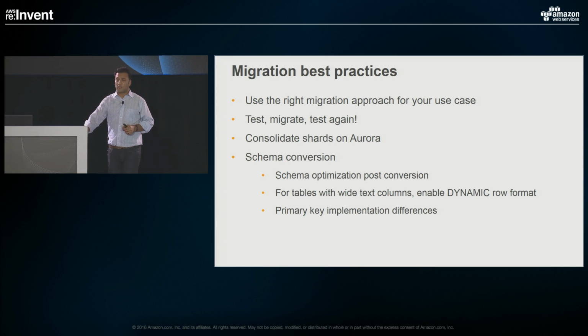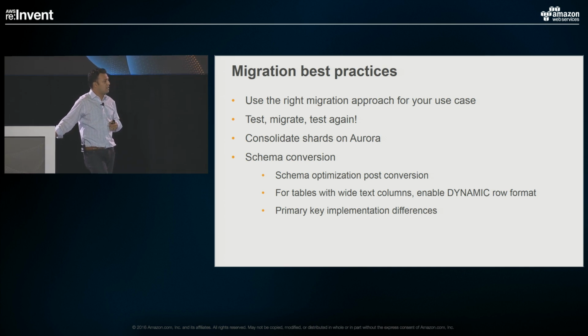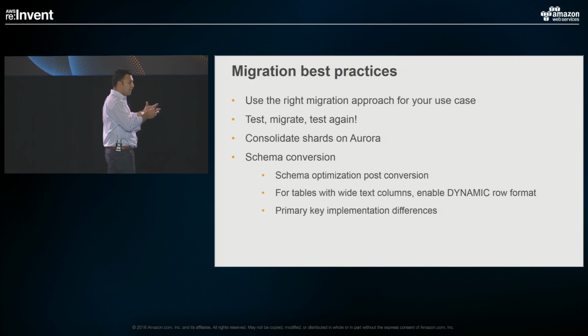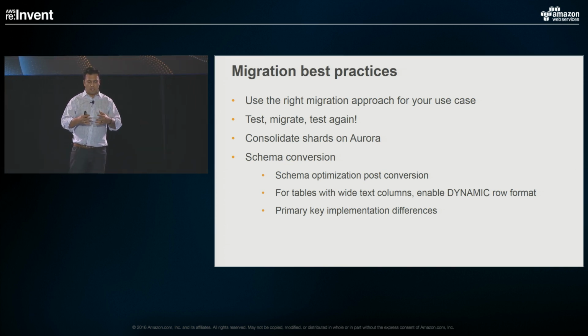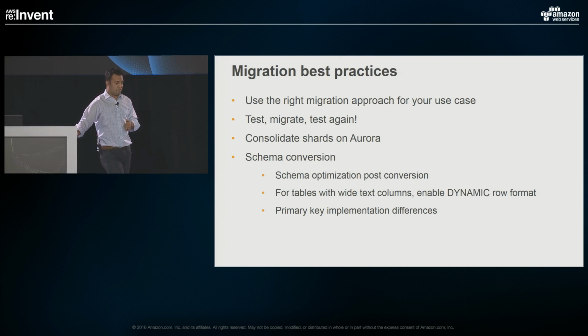When you're doing schema conversion, after the conversion, look at your target schema and see if that schema needs further optimization. There are a couple of use cases where you may want to look at that schema and make some changes. For example, if you had any tables in the source database with longer columns, you may have to choose dynamic row format on Aurora. The way primary key is implemented in MySQL and Aurora is a little bit different than Oracle and SQL Server, so you may have to look into that as well. So that's why testing is really important.